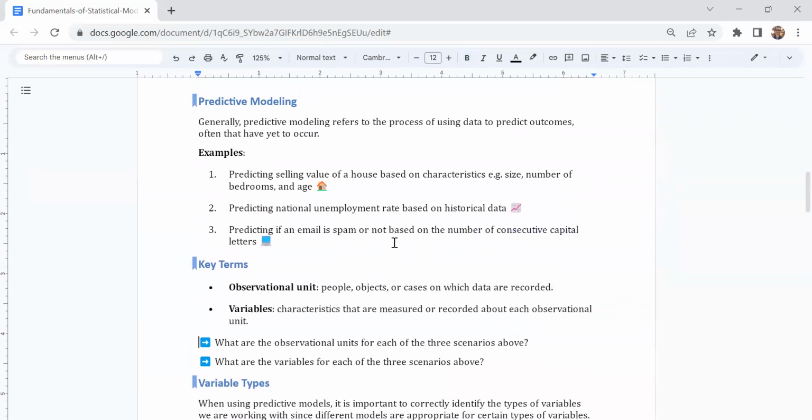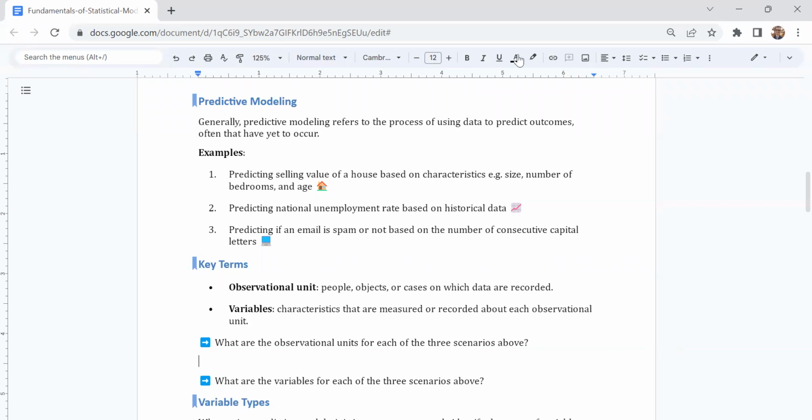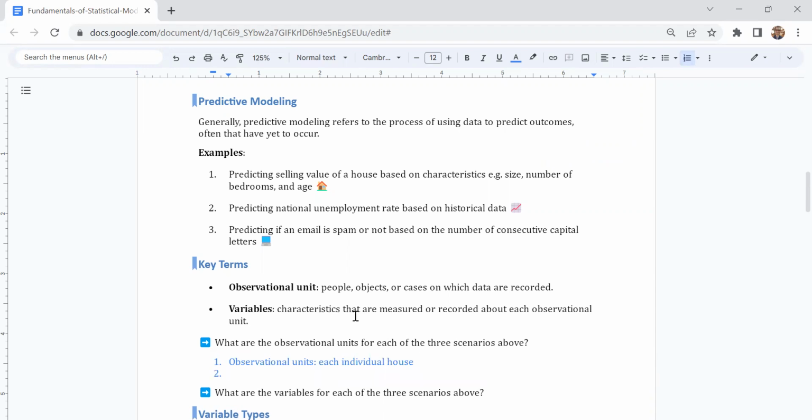So when looking at these scenarios, some key terms that are important to understand are what we call observational units and variables. Observational units are the things on which data values are recorded, whereas variables are the characteristics that we are recording about the observational units. Okay, so in the scenario above, for the housing prices, the observational units are each individual house. So collectively, many observational units make up our data set.